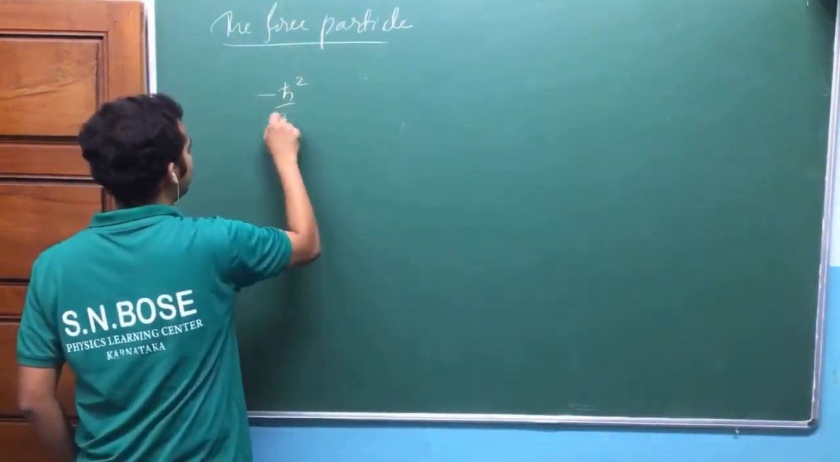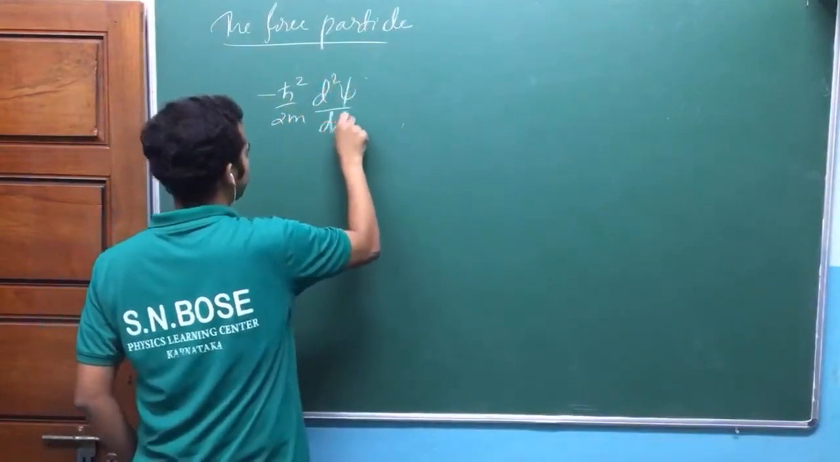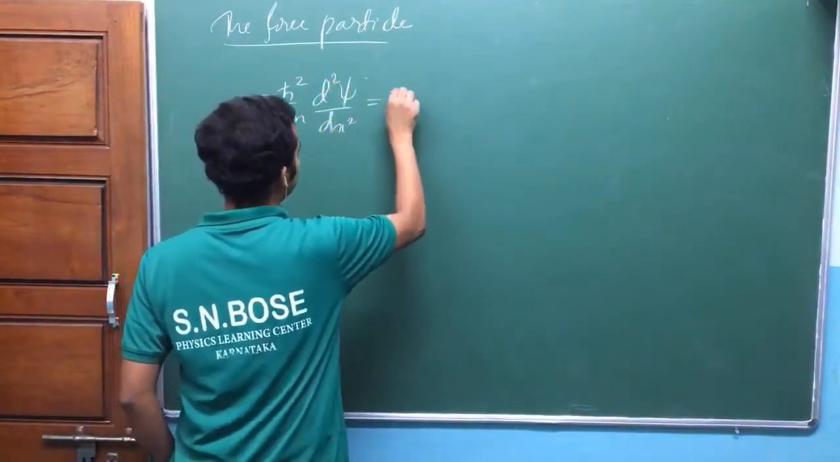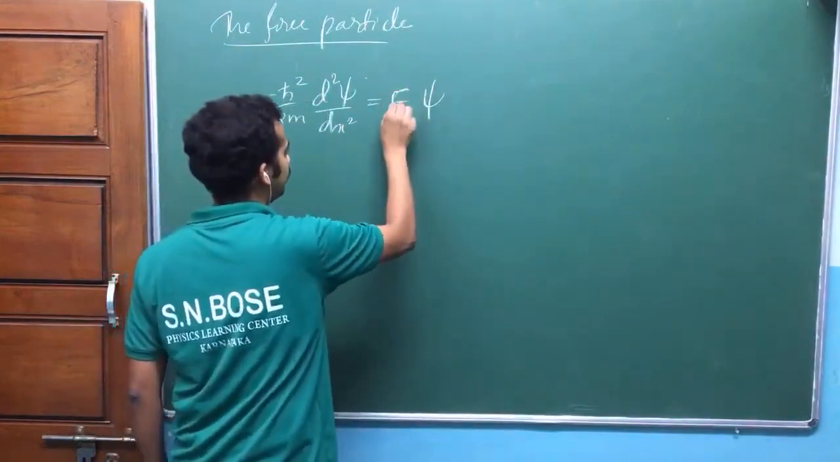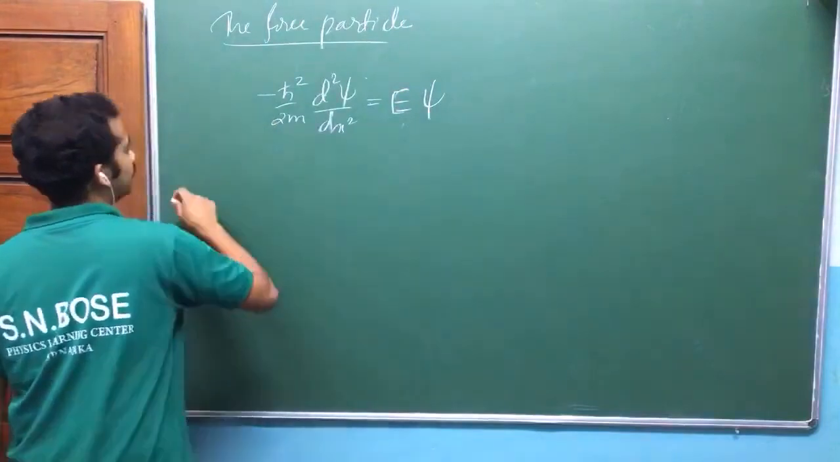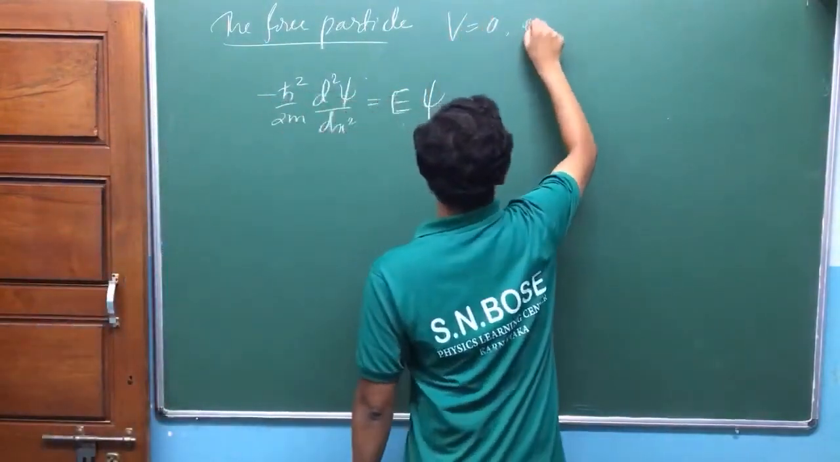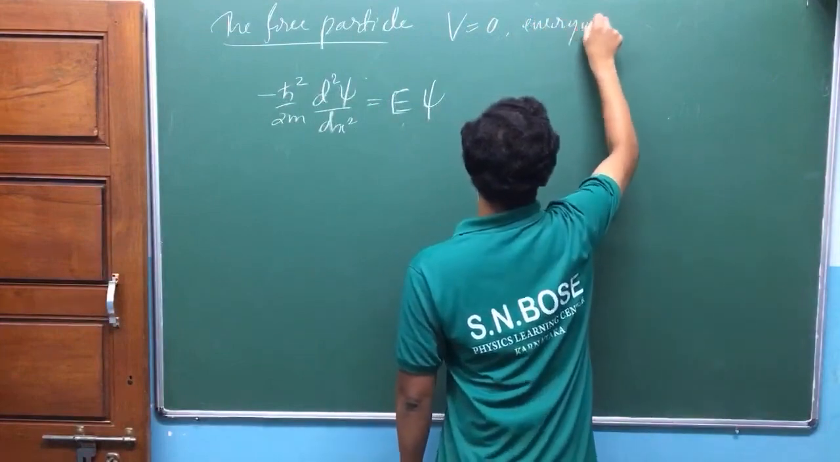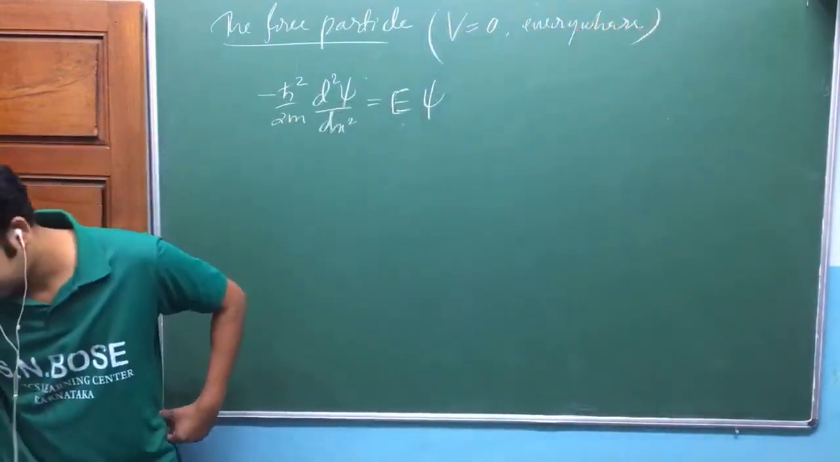Minus h bar square by 2m d square psi by dx square is equal to E into psi. There is no V part. V equal to 0. Free particle means potential is equal to 0 everywhere.